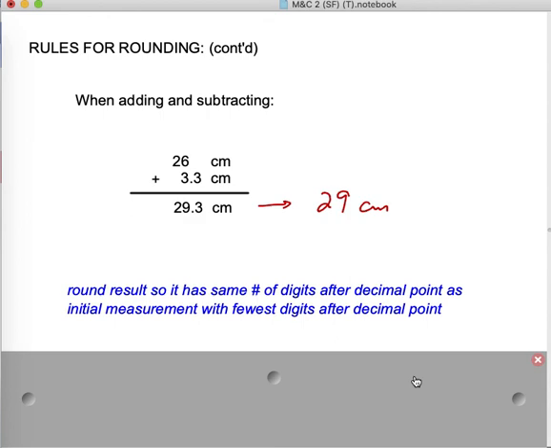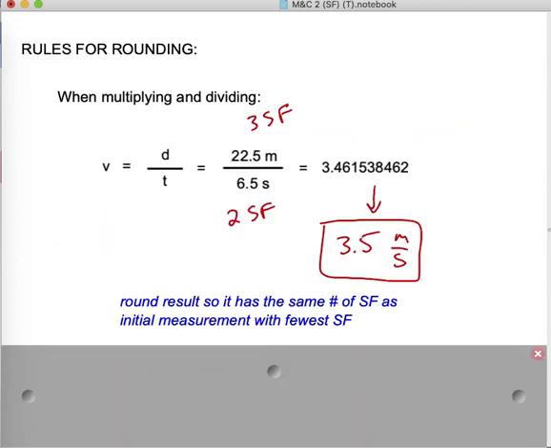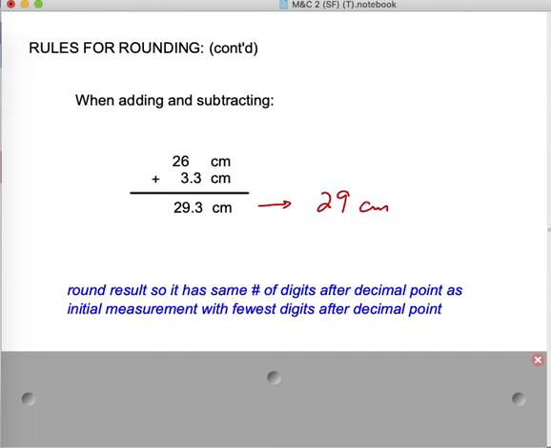So just to reiterate, when multiplying and dividing, round the result so it has the same number of sig figs as the initial measurement with the fewest sig figs. But when you're adding and subtracting, round so it has the same number of digits after the decimal point as the initial measurement with the fewest number of digits after the decimal point.